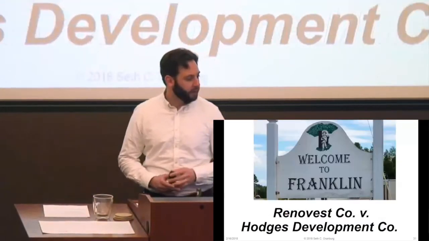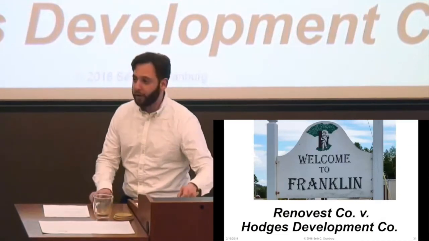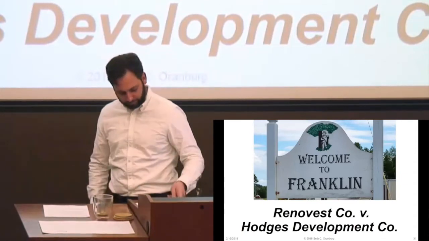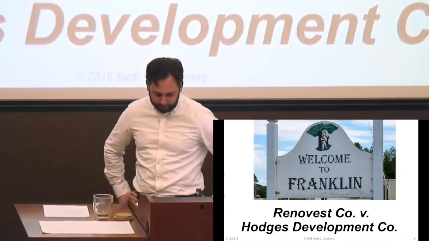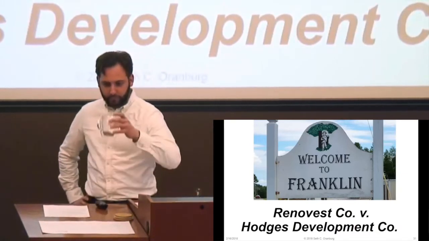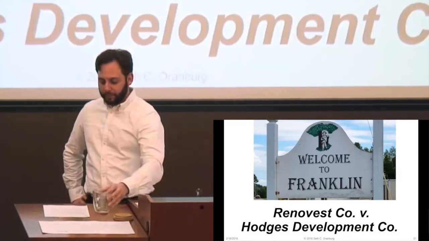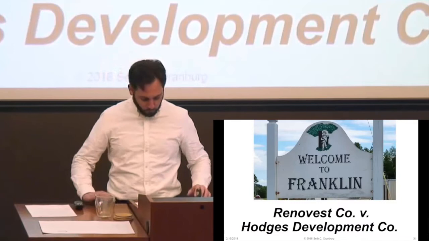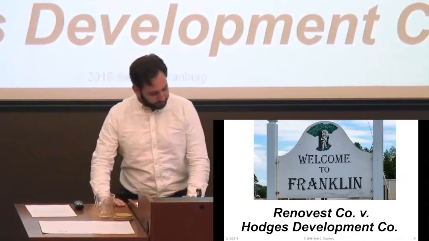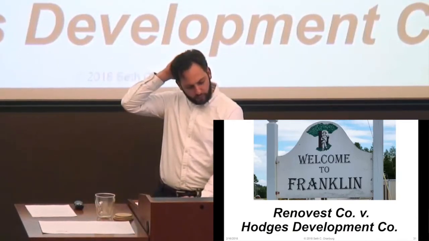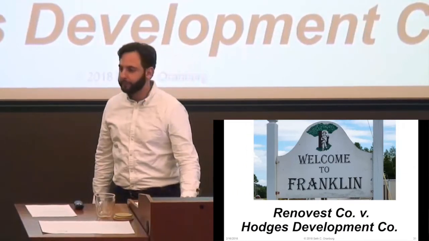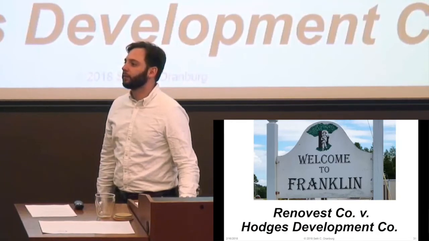Let's talk about another case here, Vesko versus Hodges Development Corporation. Christian, if I can bounce back to you here. So what happened in this case? Renovest wanted to buy an apartment complex from Hodges. He put down a $65,000 deposit, and there were two conditions precedent. The first one was that Renovest would do an inspection within 14 business days, and if it was not satisfactory, then he could void the contract. And the second one was that if Renovest couldn't get financing within 45 days, then he could void the contract.